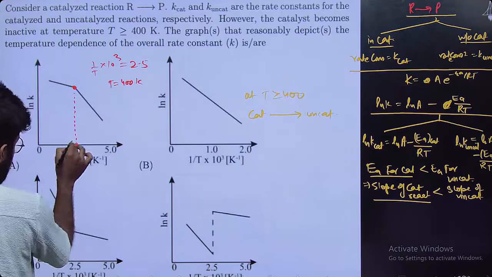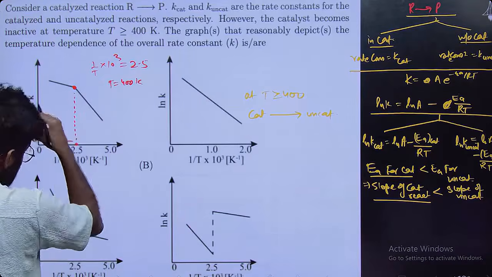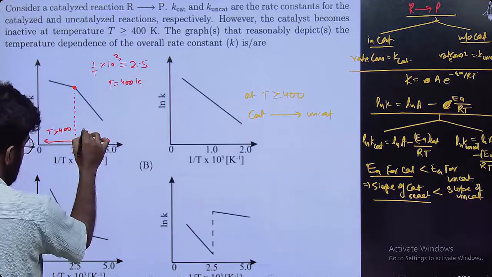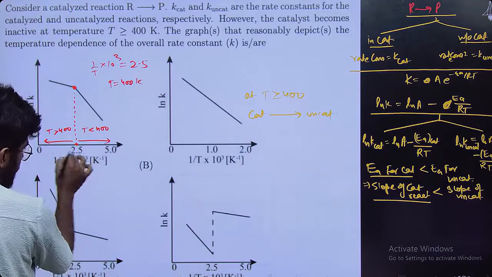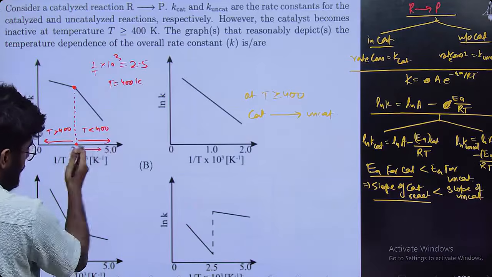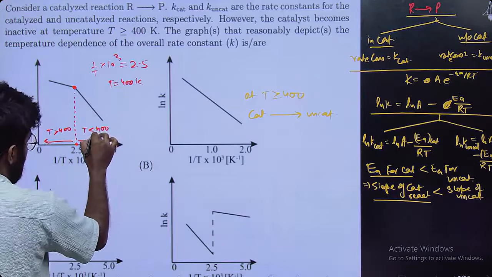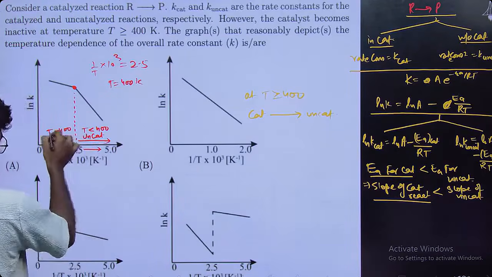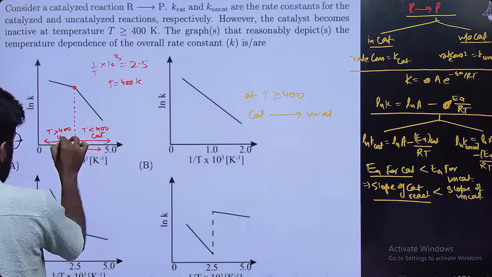So it means that below it, the temperature is greater than 400, and ahead from this, the temperature is less than 400. So in this form, 1 upon T times 10 raised to the power 3, the values which are higher than 2.5 are the ones where the temperature is actually less than 400. So here your catalyzed reaction is not going to work, so the reaction becomes uncatalyzed. And here, sorry, since it is less than 400, it will be catalyzed, and here it will be uncatalyzed.